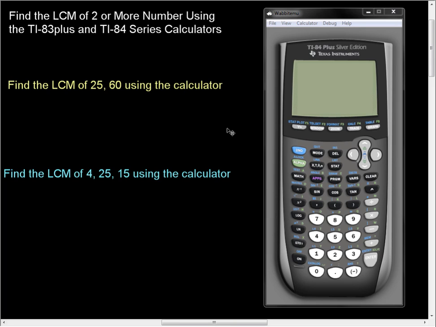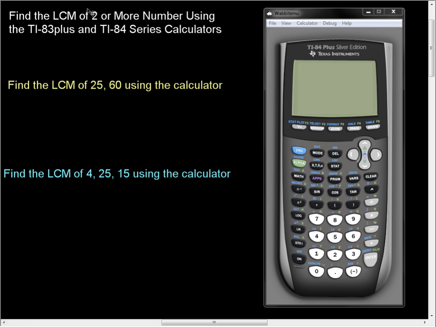In this video, we're going to take a look at finding the least common multiple of two or more numbers using the TI-83 Plus or the TI-84 series of calculators. Now, if you're using a TI-83 or any other series than the two given above, the keystrokes are going to be different, and that's why I stick to these. There are some minor key changes between the 83 and the 83 Plus, but the menus are pretty similar.